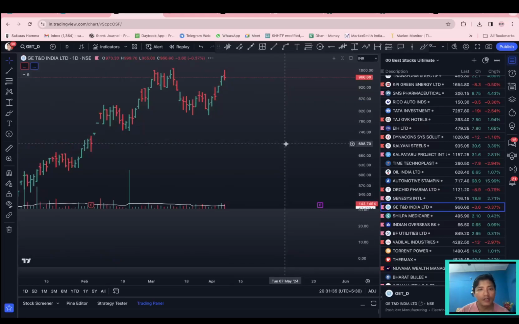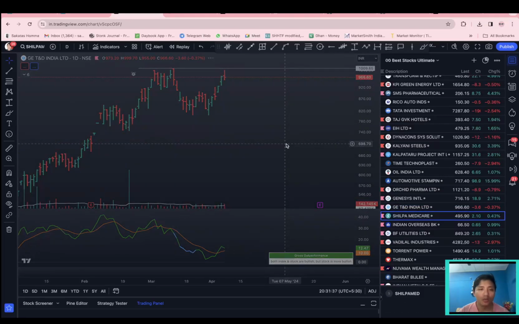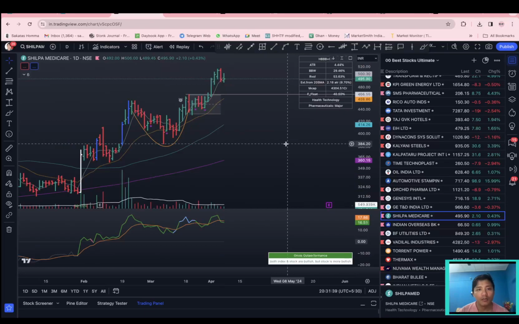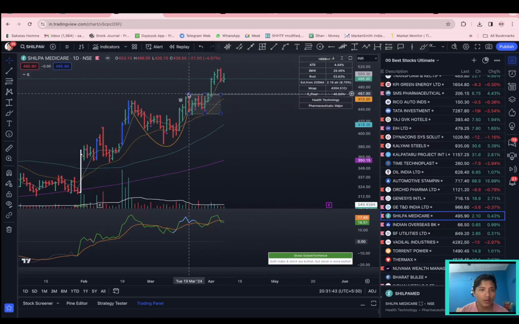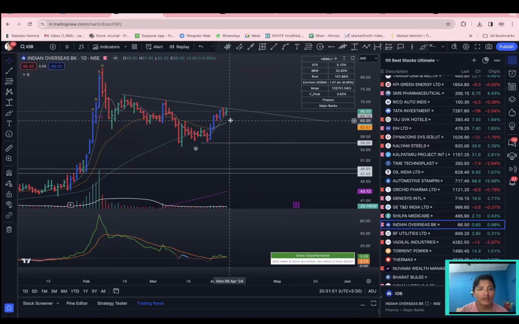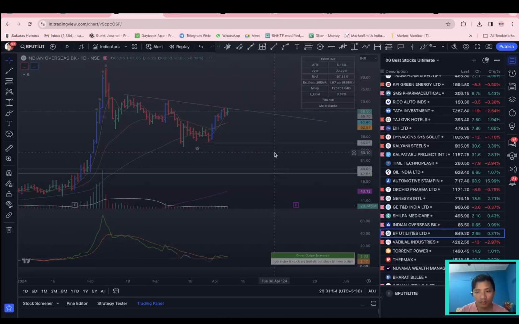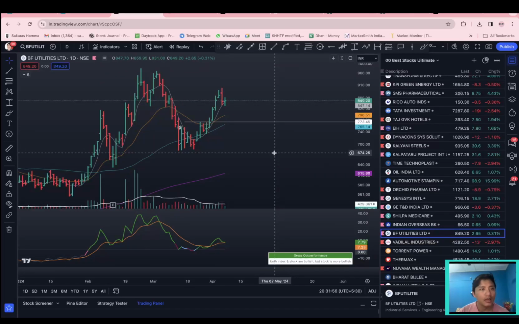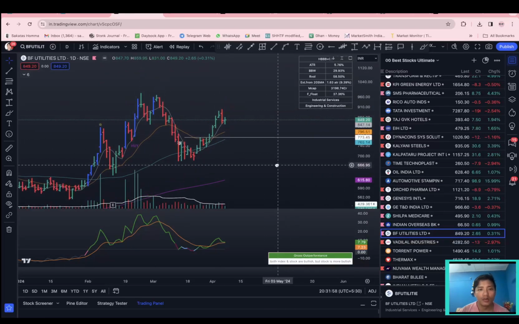Genesis, no entry. GETD, no entry. I mean, no tight entry. Shilpa was a tight entry here, but not now. See, and I was also marking this. I was also tracking this. Indian Overseas Bank, one could say this is tight, but not enough for me. Not to say that it might not go and do well, but that's just how it is.